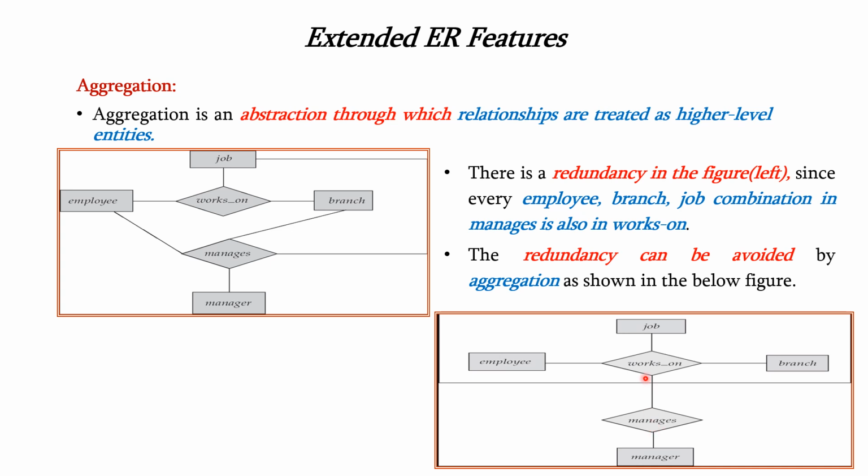So the works on relationship set is connected to the managers relationship set. This rectangle indicates that whatever entity sets are applicable for works on are also applicable for the managers. So there is no need to draw additional lines for each relationship set. Instead we can have the aggregation process like this. So this is the advantage of aggregation.